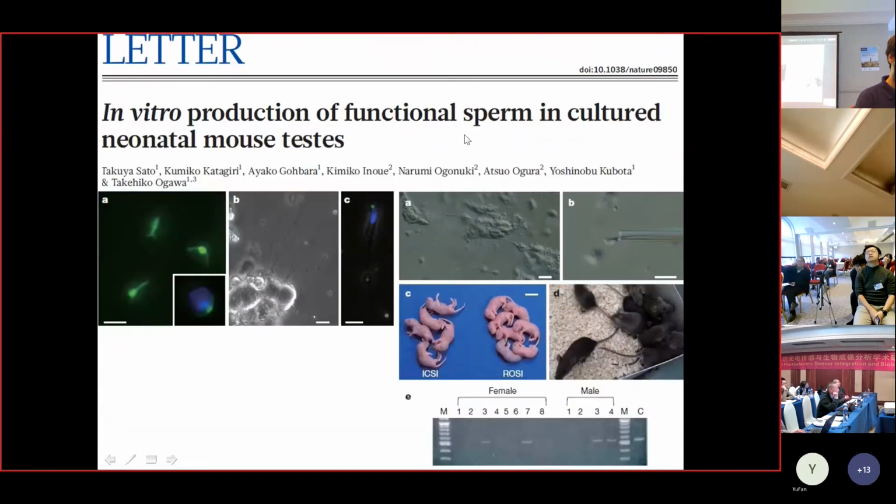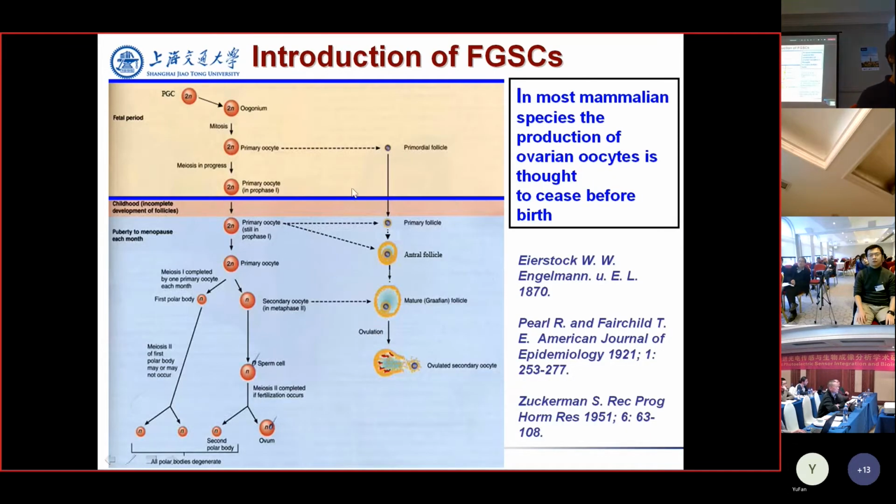Spermatogonial cells can also develop in vitro into mature, functioning sperm. In other words, in vitro production of functioning sperm in cultured neonatal mouse testes. This is a paper published in Nature from Professor Ogawa's laboratory. For females, it's totally different.